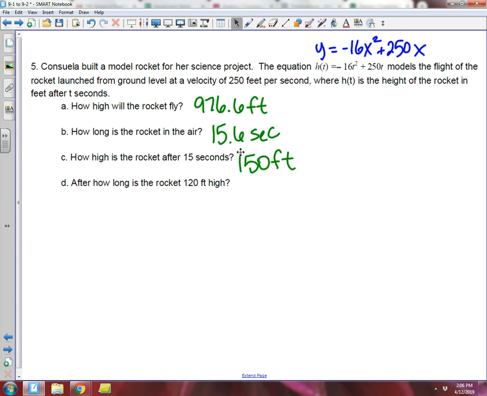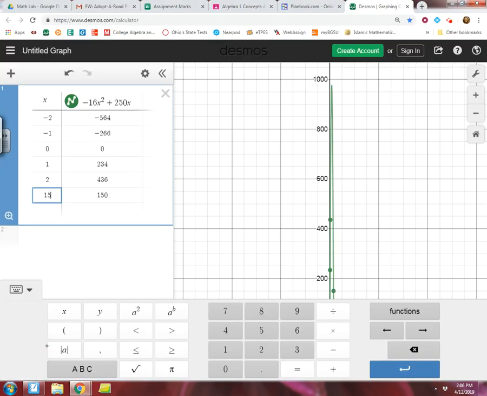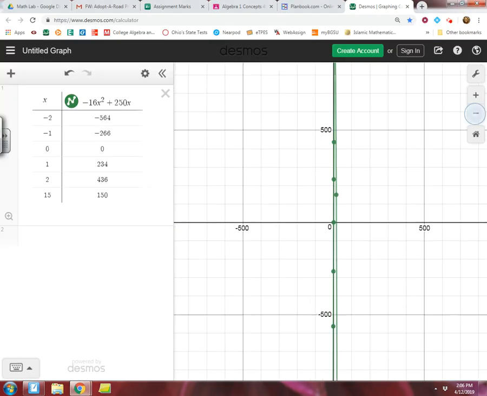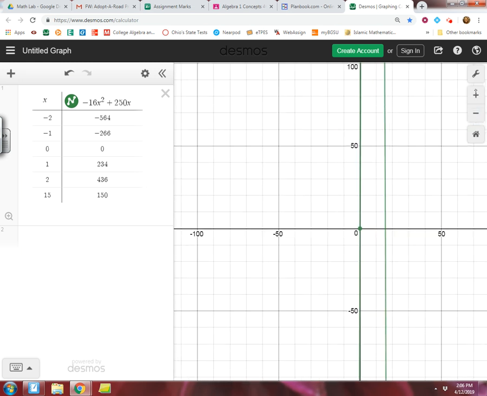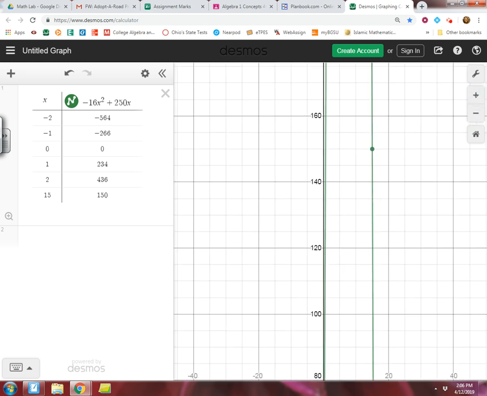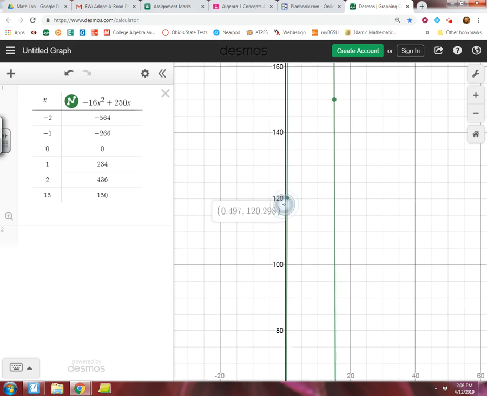Okay, last question for this situation. After how long is the rocket 120 feet high? Is that an X or a Y? That's a Y. So we're going to go to 120 on the Y axis. Now, you might have to move it and zoom it to find yourself 120. Right here's 120 for me. I'm going to estimate that at what? 0.5. That's on the way up. And on the way down, 15.1. So 0.5 and 15.1.